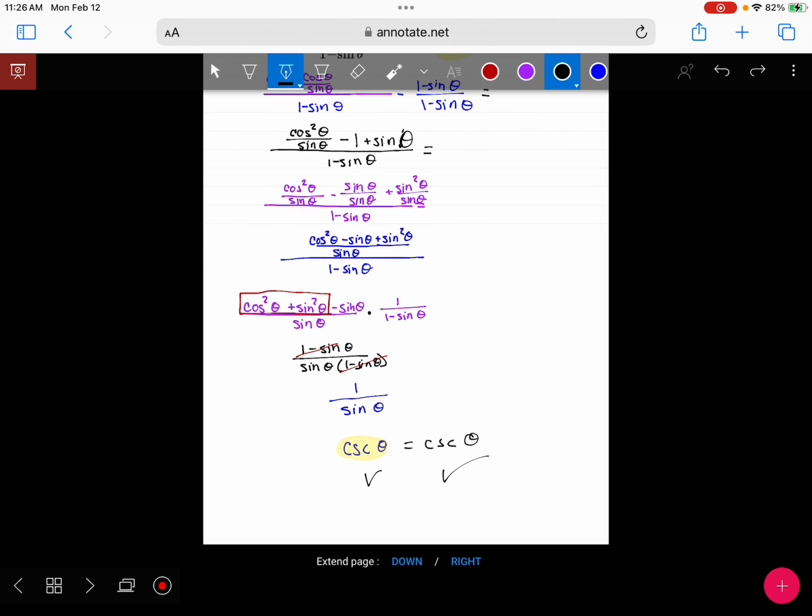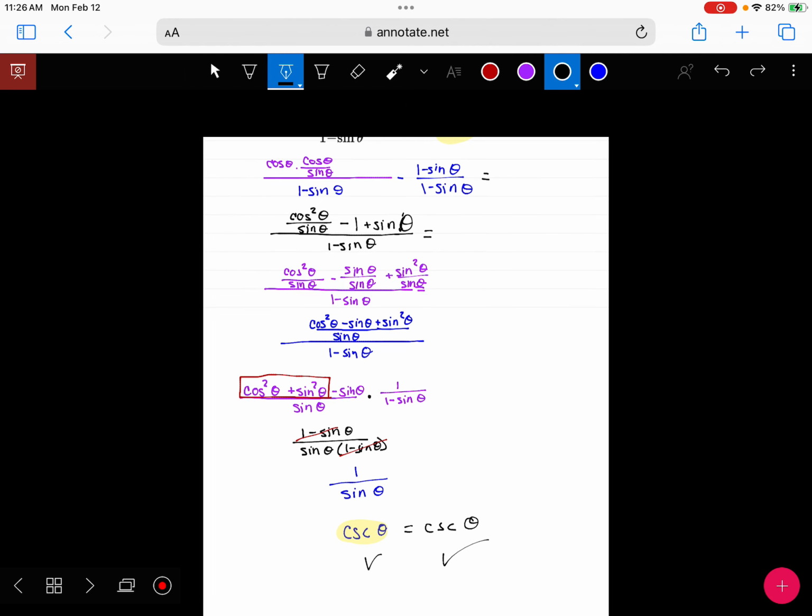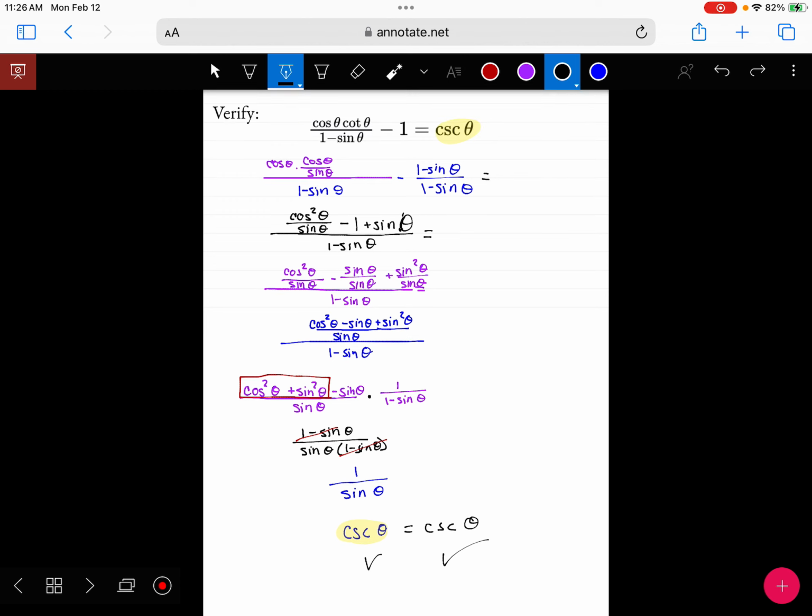So I'm getting the whole thing out for you guys. There we go. So there's the whole thing. So we started by trying to get all of our sines and cosines together. Then we got some common denominators. Then we had to do some multiplying by a reciprocal, some canceling out, and we got all the way down here.